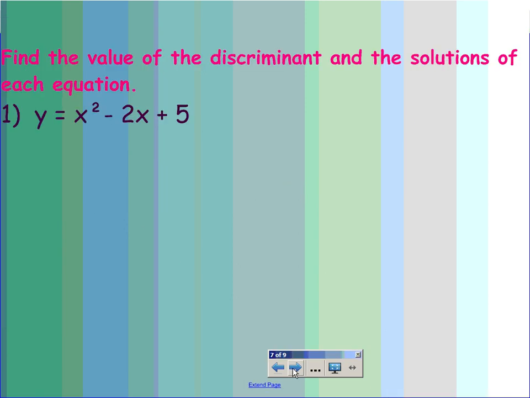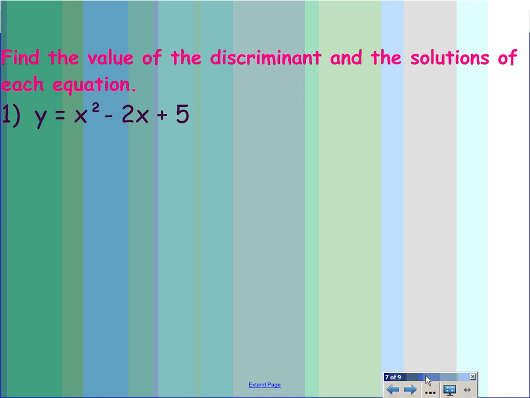On the next set of problems, it says find the value of the discriminant and the solutions of each equation. So if you have 1 solution or 2 solutions, then we're going to have to find that either by factoring or by mathematically working it out. And unfortunately, a lot of times with these equations, it means that you're going to have to use the quadratic formula in order to solve. So if there is no solution, we don't have to do anything else. But if there is, then we're going to have to find the solution.